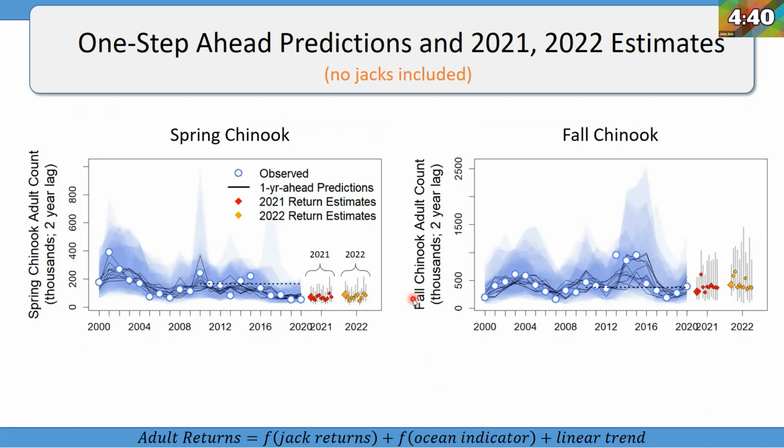But the fact is, because Chinook in particular go out into the ocean and spend more than 1 year there, knowing the conditions they entered the ocean in is important and can be enough to forecast without jacks even 2 or 3 years into the future. So not all managers are going to need that information or be able to use it, but if knowing 2 years ahead is important or useful, we can do that with ocean indicators.